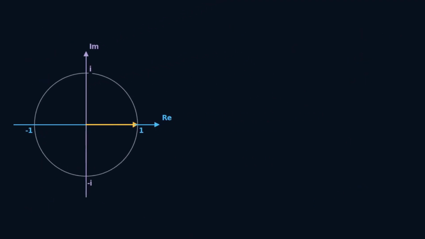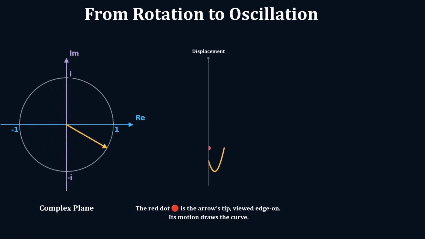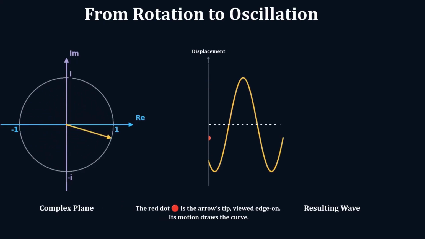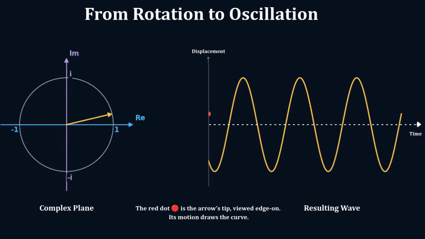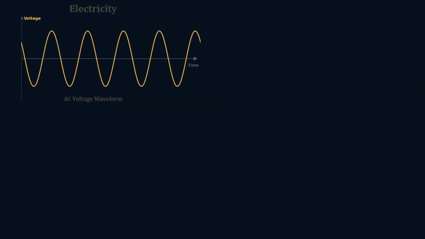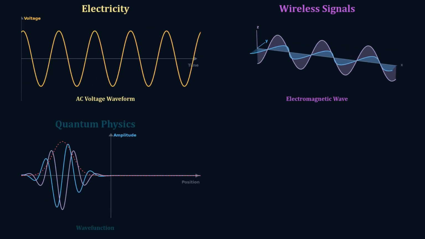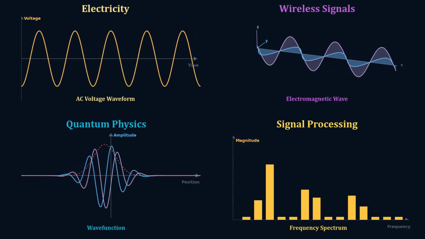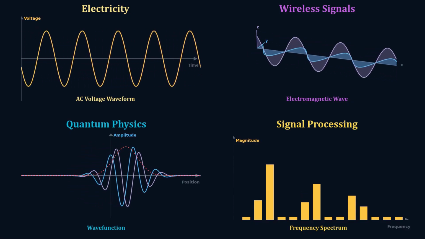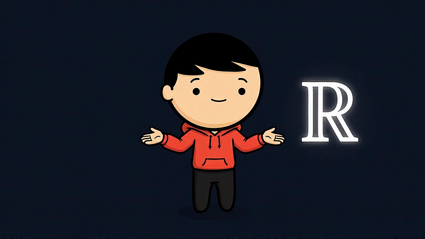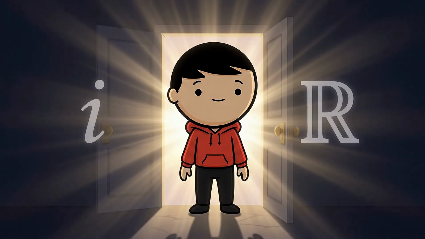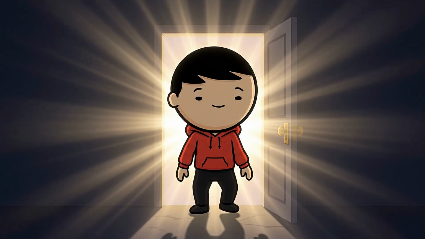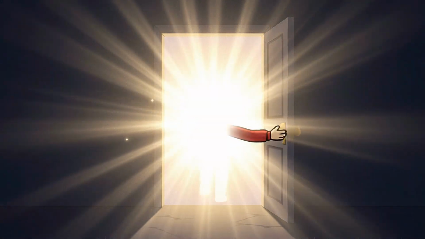Now, let that rotation flow smoothly and just focus on the tip of the arrow. Look at that. It moves like simple harmonic motion, which is exactly why complex numbers became the language of electricity, wireless signals, quantum physics, signal processing. Every system we build on waves is underneath a rotation. So, imaginary doesn't mean unreal. It's a hidden dimension of mathematics, one that helps us understand the real one.